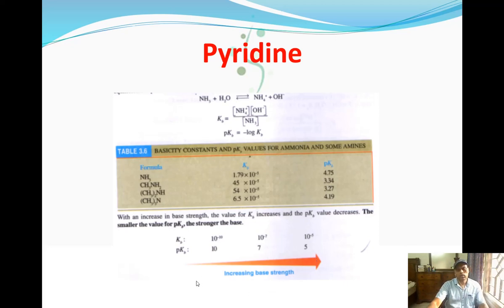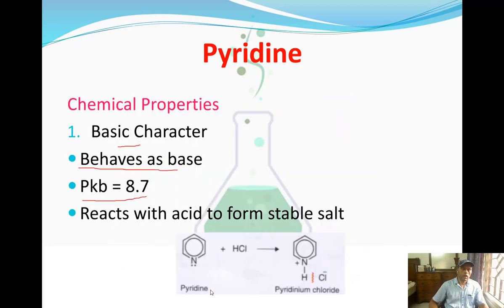Our pyridine has a pKb of 8.7. That means pyridine is a weaker base than ammonia. Ammonia is 4.75 and pyridine is 8.7. So pyridine is a weaker base than ammonia. And pyridine reacts as a base. It reacts with the acid and it gives a stable salt.